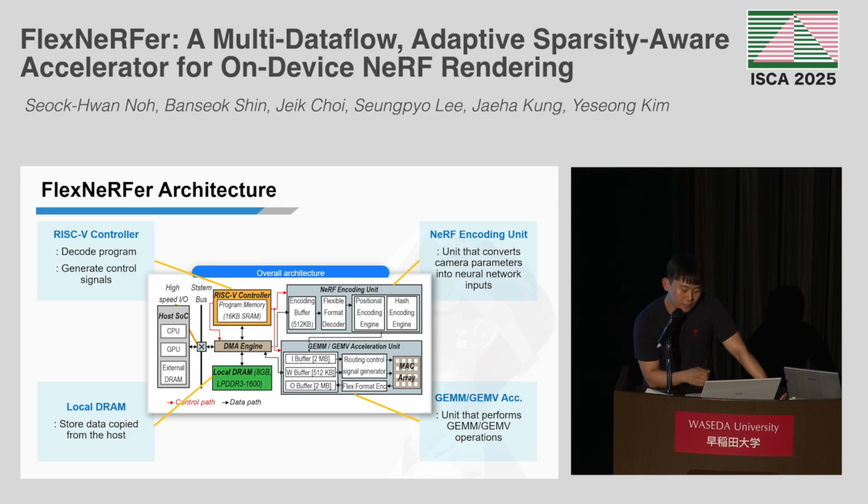Here is the overall architecture of FlexNeRFer. It includes a RISC-V based controller and LPDDR3 memory systems. And also it has the GEMM accelerator and the neural encoding unit.